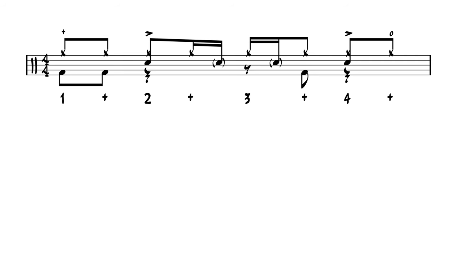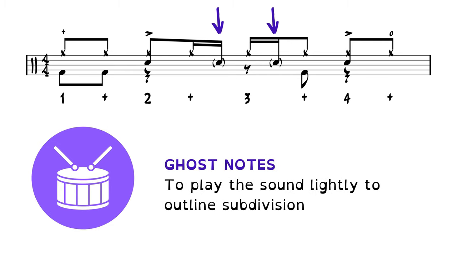In this current example, you can hear that the snare that isn't hitting on beats 2 and 4 is playing very soft, feathering that snare drum. These are called ghost notes, and they help to outline the subdivision.